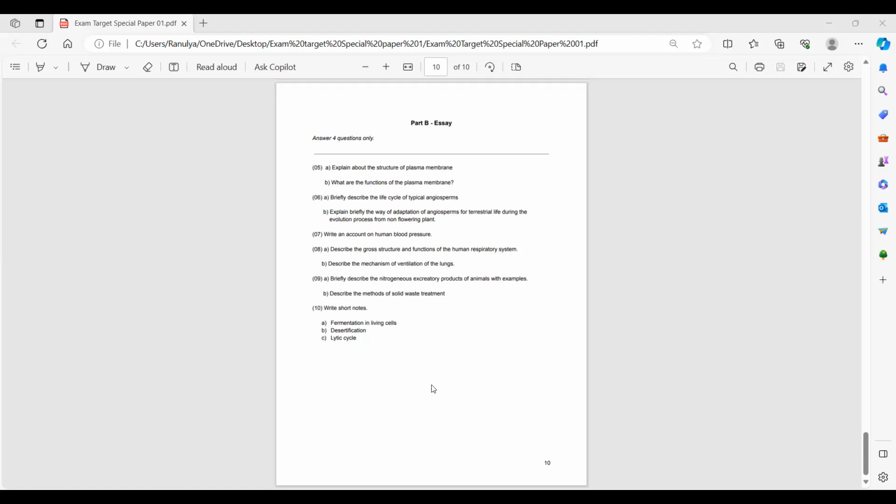Fourth one, sporophytes are dominant. Next point, free living. Next point, have well-developed stem, roots, and leaves.